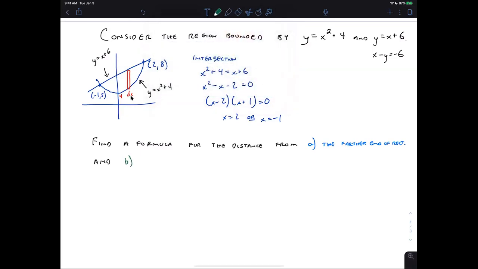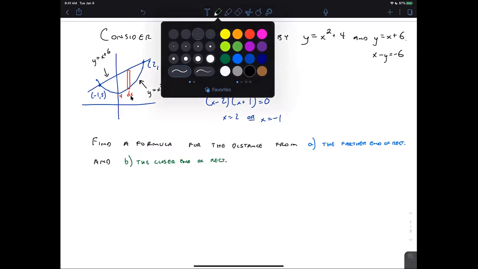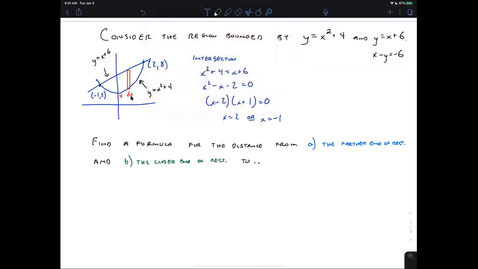B, the closer end to y equals 2 is going to be the first problem. All right, and so let's work this together.